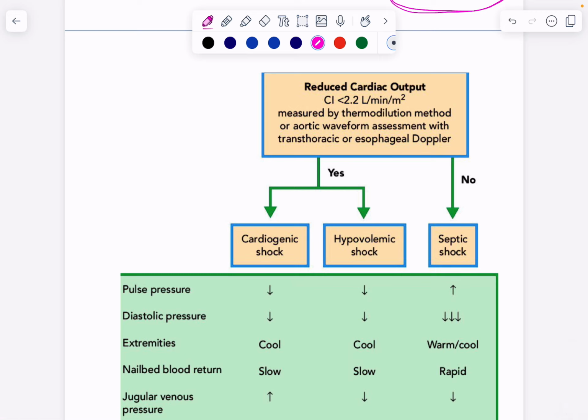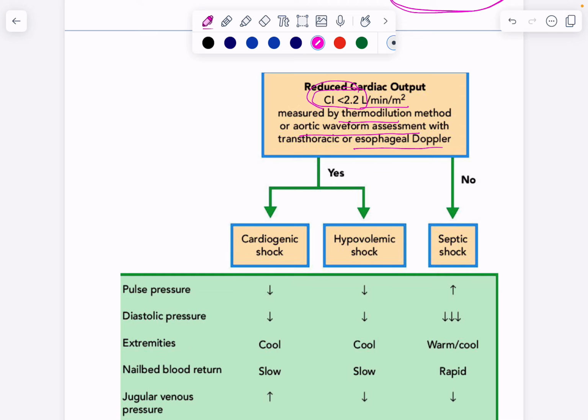We have seen the formula of cardiac index, and when it is less than 2.2 liter per minute per meter square, that is called a reduced cardiac index, okay. This can be measured by thermodilution technique, aortic waveform assessment, or transthoracic or esophageal Dopplers.